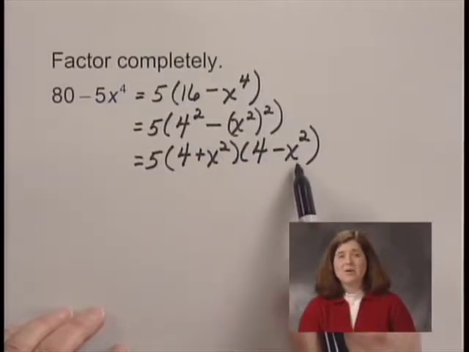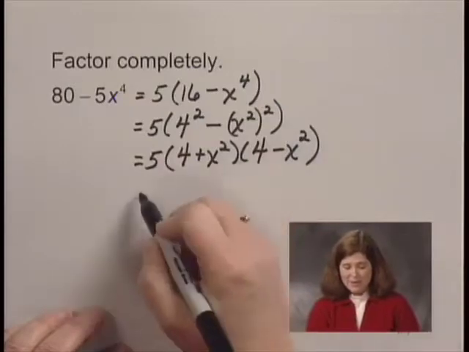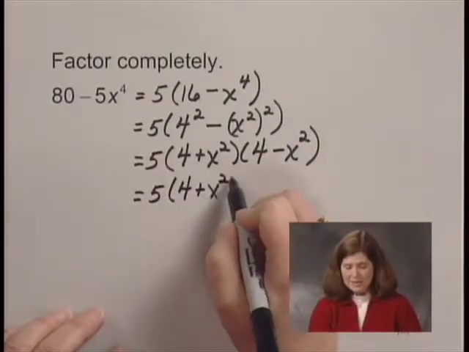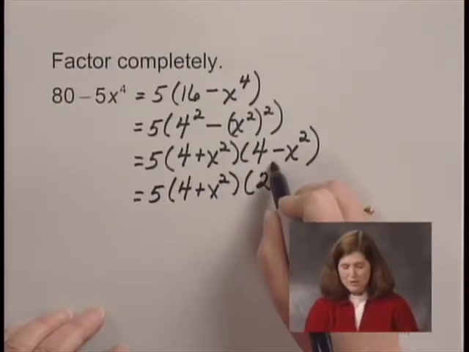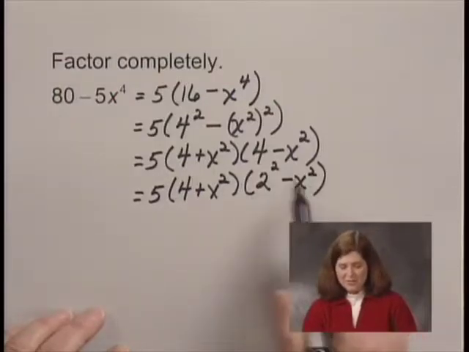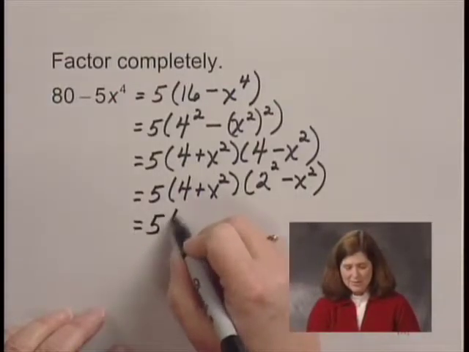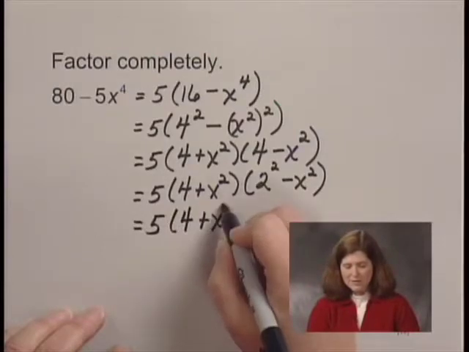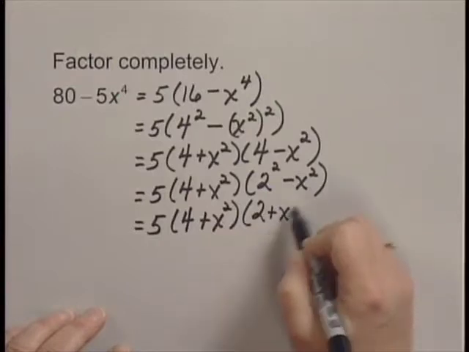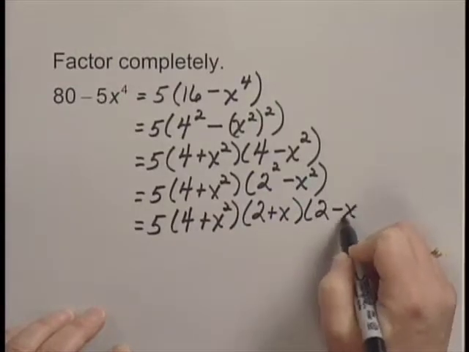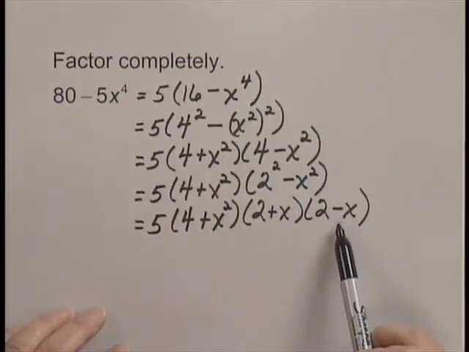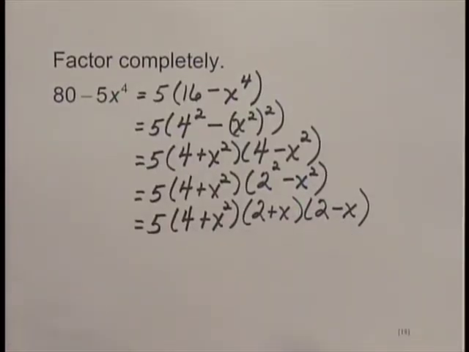4 minus x squared is another difference of squares. I can see that by writing it as 2 squared minus x squared. So now I can factor this as, and I'm going to copy down all of my other factors. 2 squared minus x squared is 2 plus x times 2 minus x. Now I check each of the binomials and see that none of them at this point can be factored further, so I have factored completely.